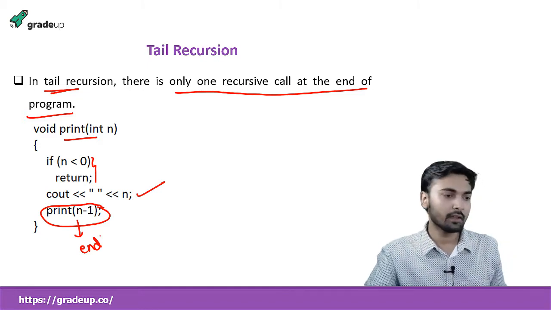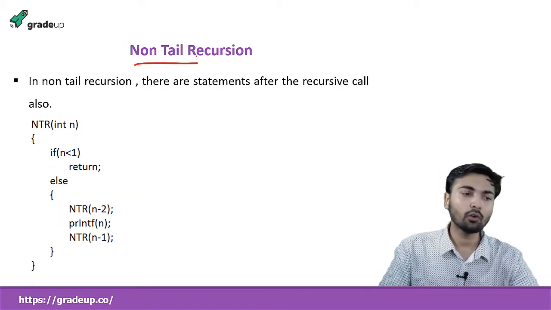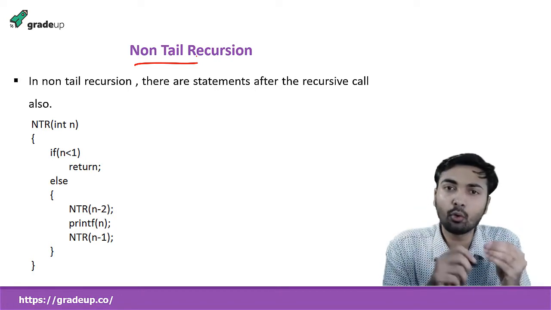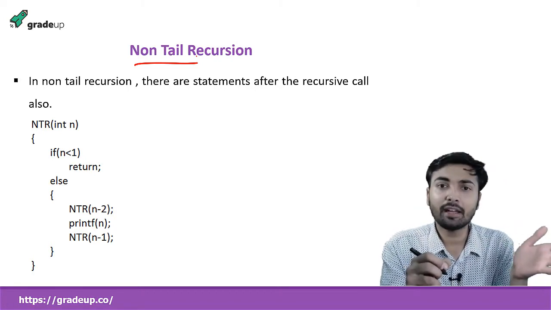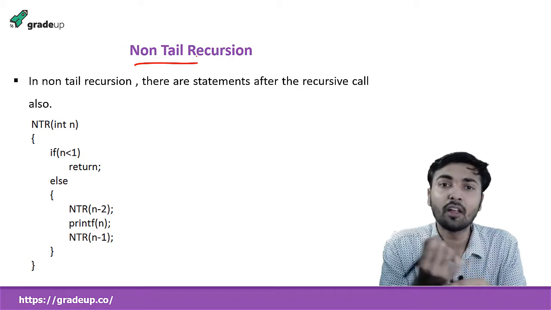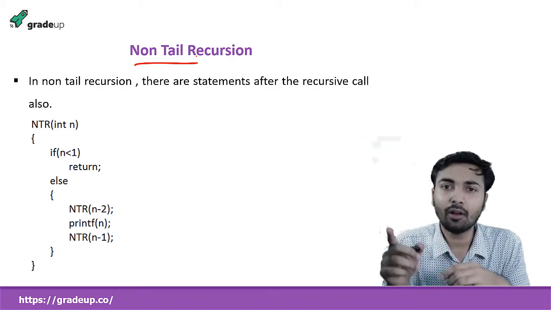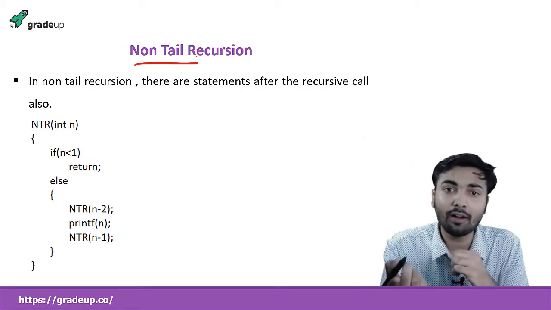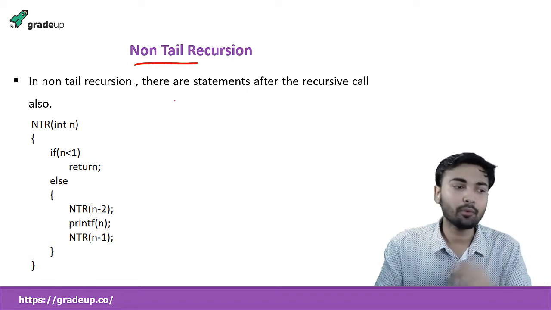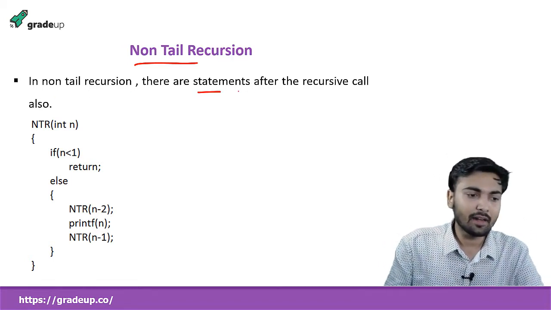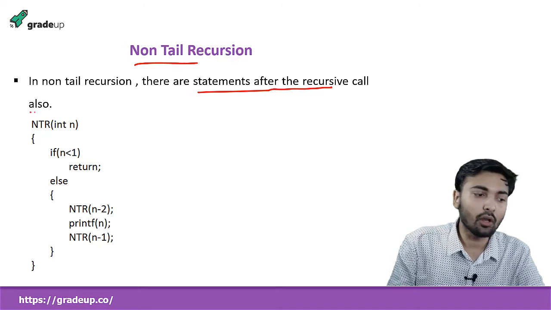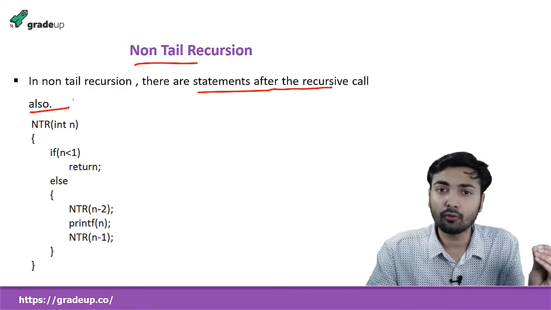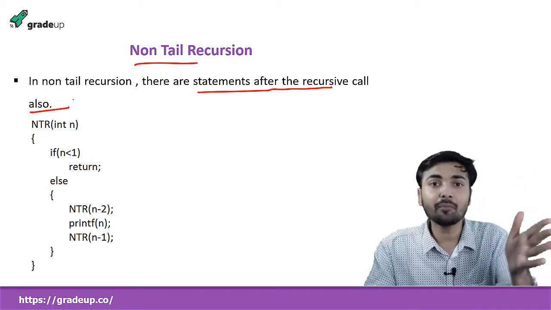Okay. Next thing, non-tail. Now you know the meaning of non-tail also. If you know the meaning of tail recursion, you can know the meaning of non-tail yourself. What is tail? Only one recursive call at the end of the program. But non-tail will be where the call is not at the end of the program. In non-tail, there are statements after the recursive call also. After the recursive call, the program doesn't end. There are some statements also.